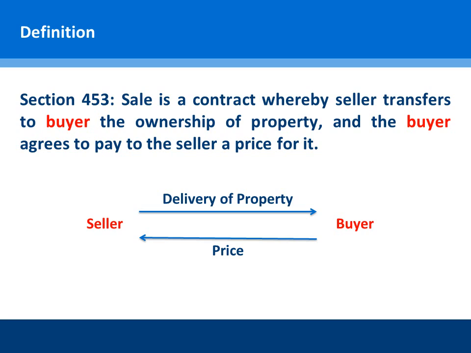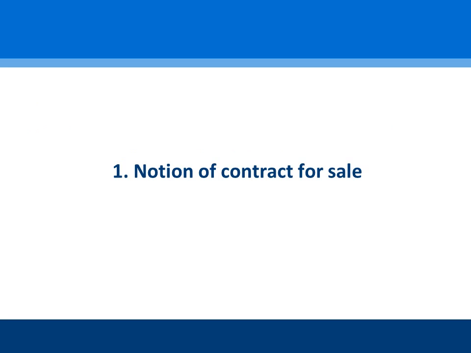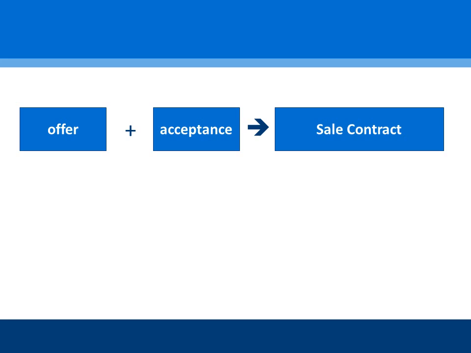So this is a contract, a bilateral contract. The seller has the obligation of delivering the property. The buyer has the obligation to pay the price. Let's see in more detail what is a contract of sale.